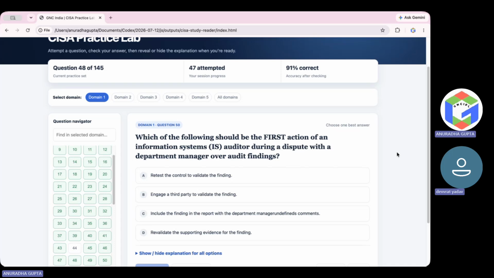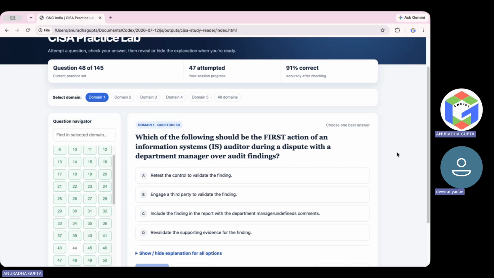Fine. So by the 12th of this month, your entire CISA training will be complete, and whatever maximum support we can provide, we will do. And by when are you planning to give your exam? As soon as we finish this session.